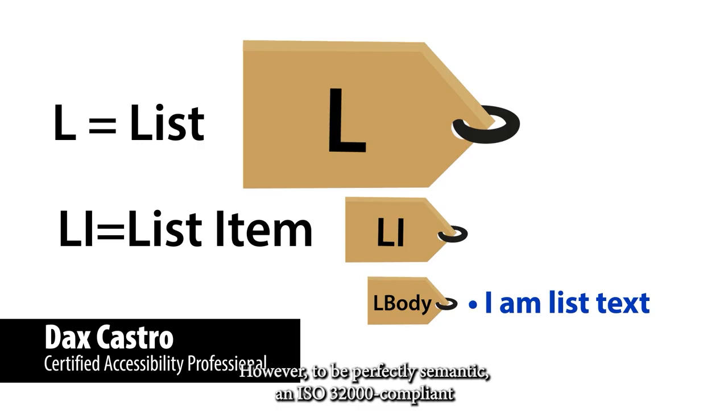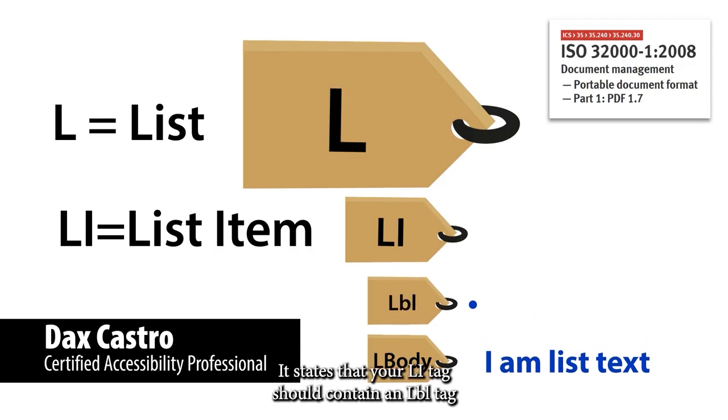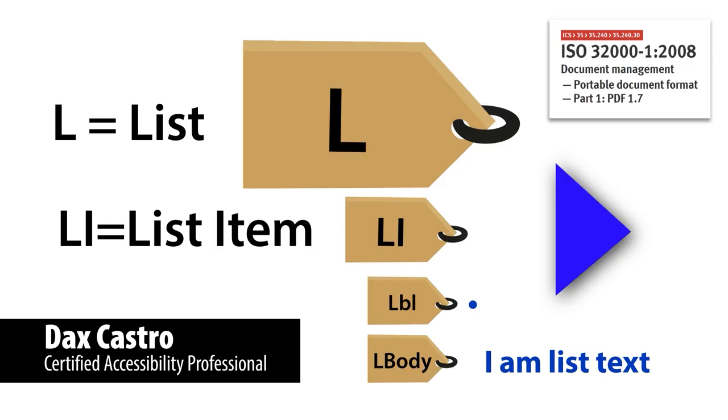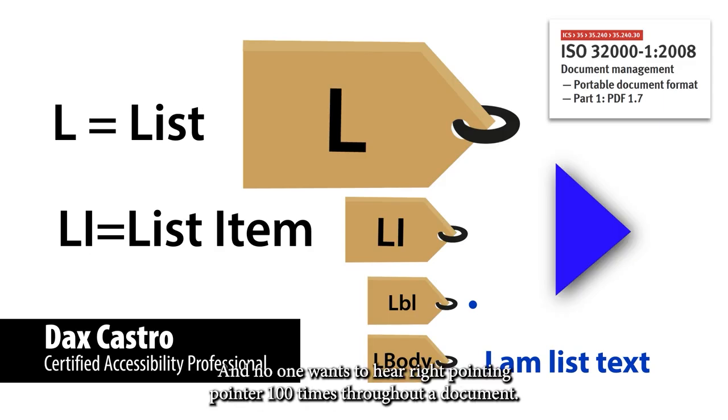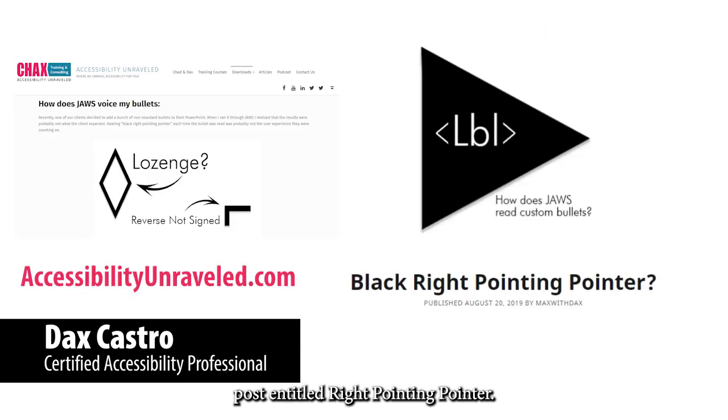However, to be perfectly semantic and ISO 32000 compliant, according to section 14.8.4.3.3 list items, it states that your LI tag should contain an LBL tag or label tag that houses just the bullet symbol as well as the L body tag that contains just the text. This is especially important when you need to target your bullet symbol with alt text because a screen reader will announce this symbol as right pointing pointer instead of bullet. And no one wants to hear right pointing pointer 100 times throughout a document. For more information on bullets and how they're read, check out my blog post entitled Right Pointing Pointer.